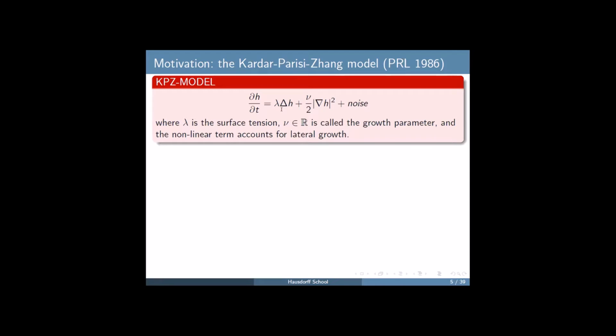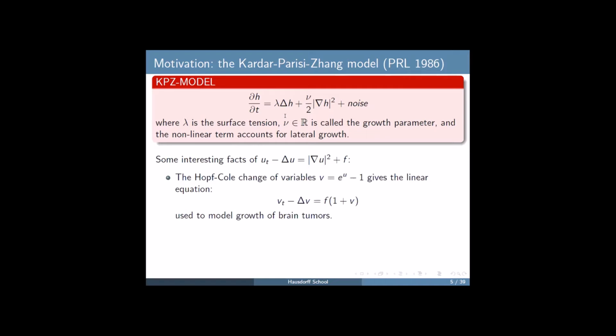And also if we minimize the gradient, then we have the Laplacian here. So this is a model called the KPZ model for the growth of surfaces. As you see here, we have the Laplacian, and also we have nonlinear first order terms. Indeed, this kind of equation has some interesting facts.